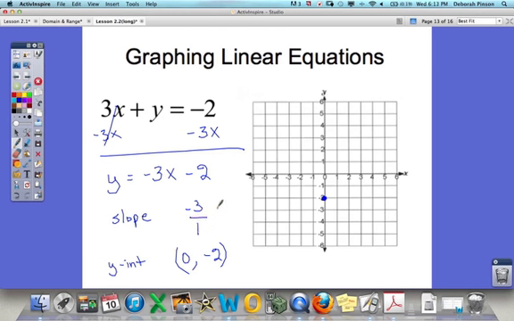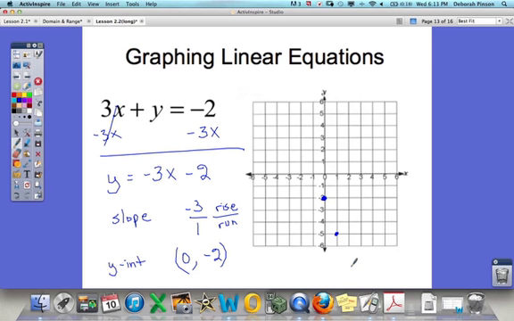Now, so that I have rise over run, I'm going to put that over a 1. Now, negative 3 over 1 is still negative 3. So I'm going to rise a negative 3, which means I'm going to go down 3, and run 1. Now, I can't keep doing that.